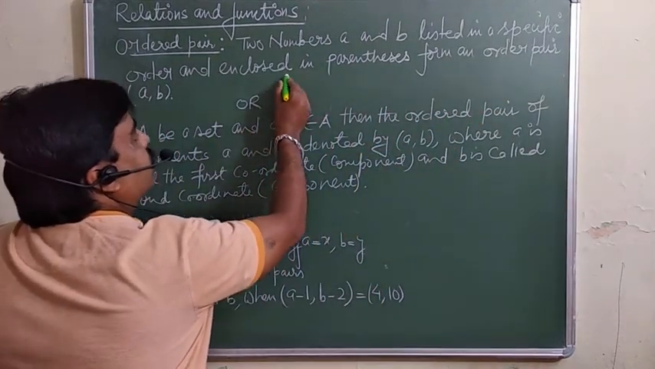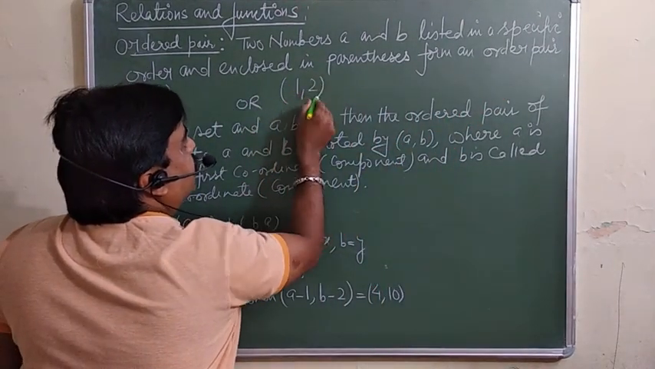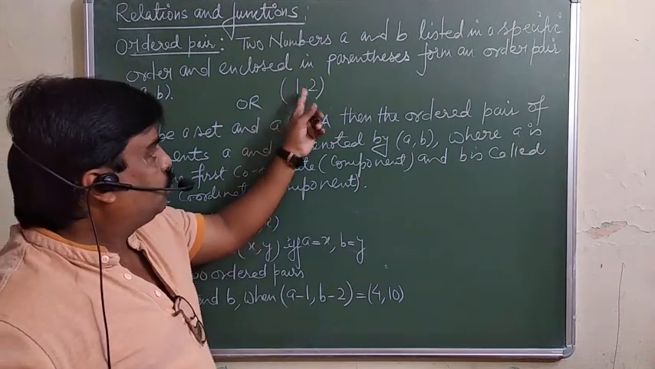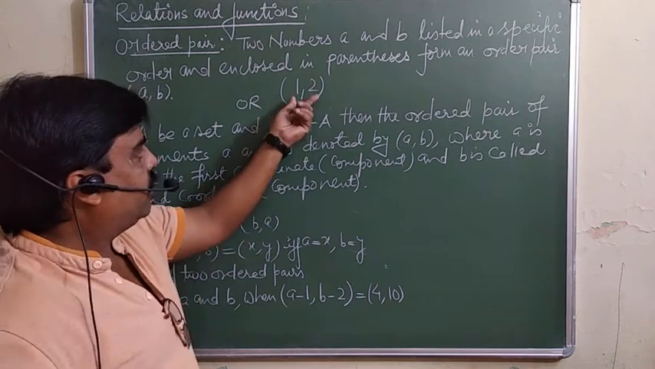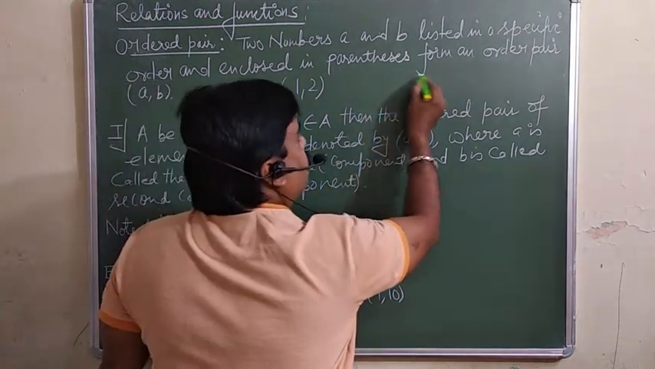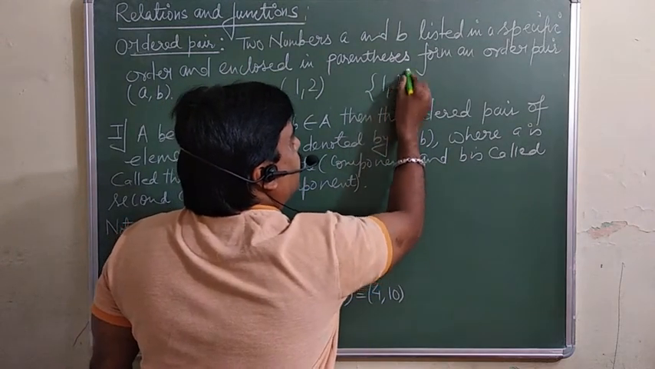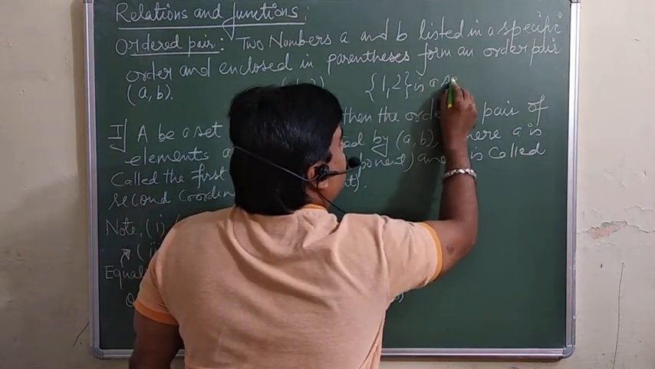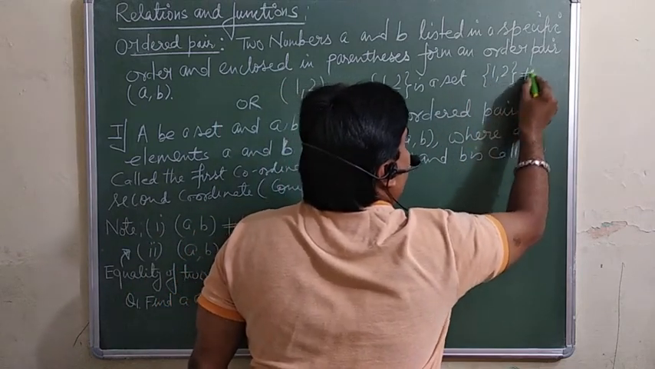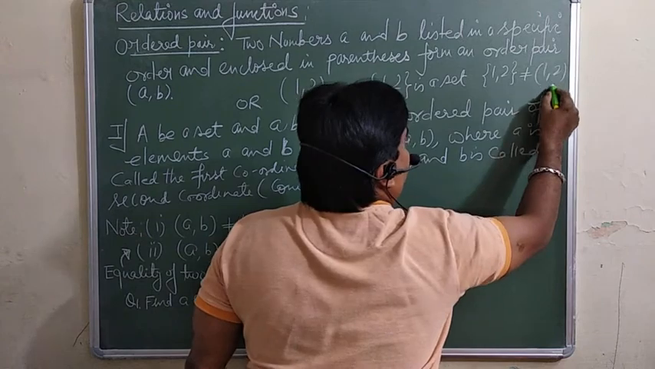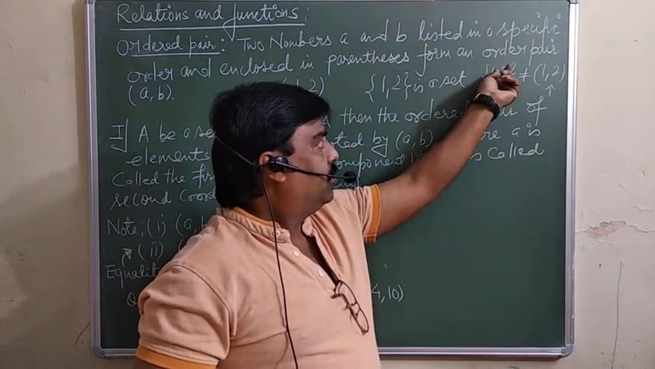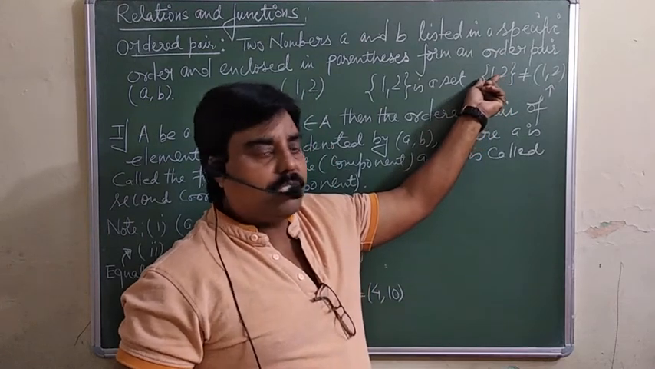Any two numbers you take, like 1 and 2, enclosed in parentheses, is an ordered pair, and these two numbers have a relation. If you enclose the numbers in curly brackets, it is a set. These are not equal: (1, 2) is not equal to {1, 2}. The ordered pair has elements with a relation, but the elements of the set don't have a relation. So this is the set, and this is the ordered pair.